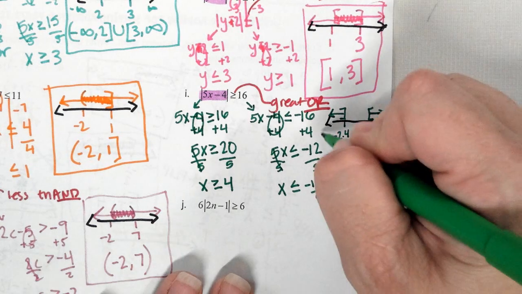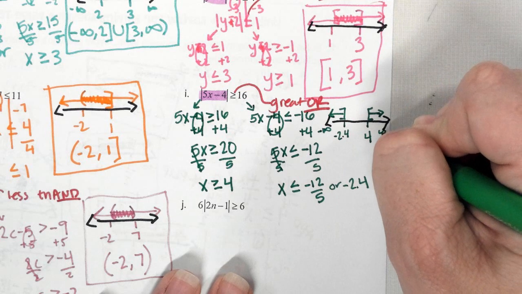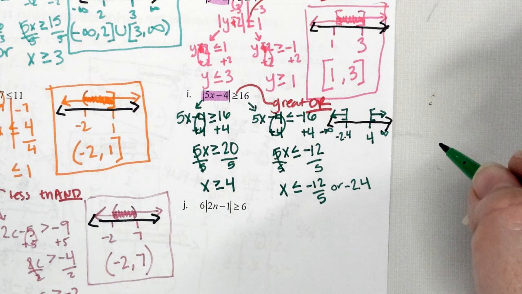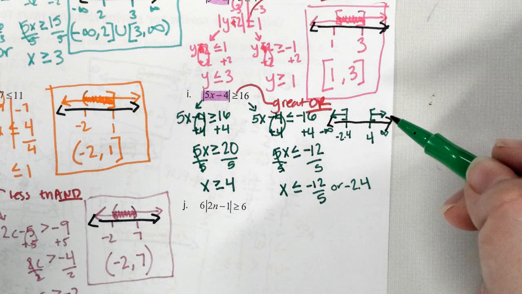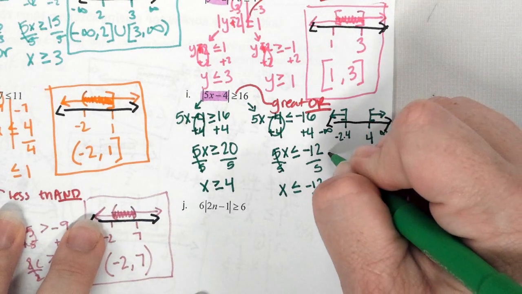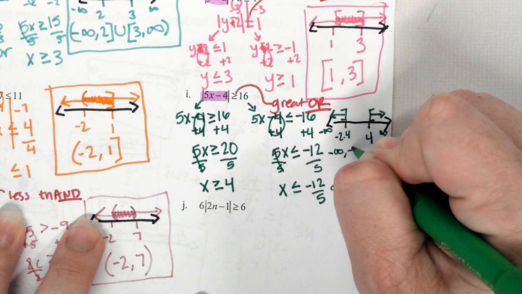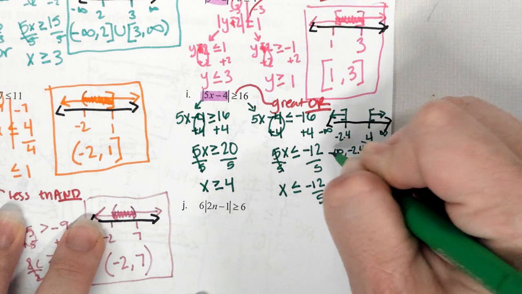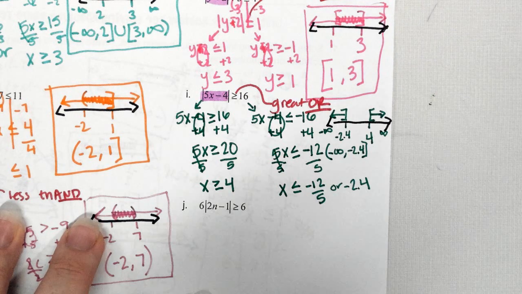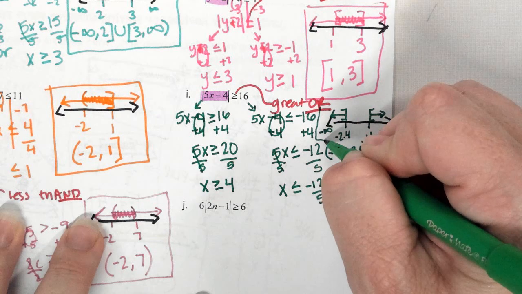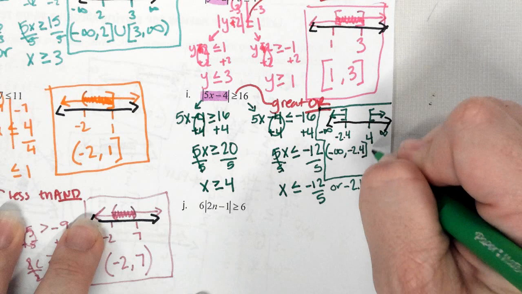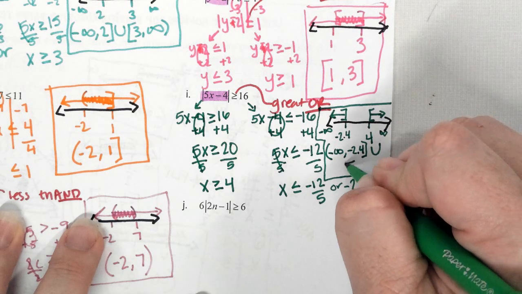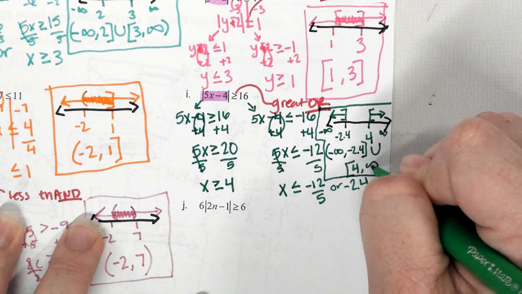Yeah, remember, OR is anywhere it's shaded, and you'll probably use the U for union, right? Well, does this have a gap? So that's where your U for union is going to come into play. So it goes to the left forever, negative infinity to negative 2.4. I know I have so much space here. Union, I'm going to come back down here, and I have 4 to infinity.